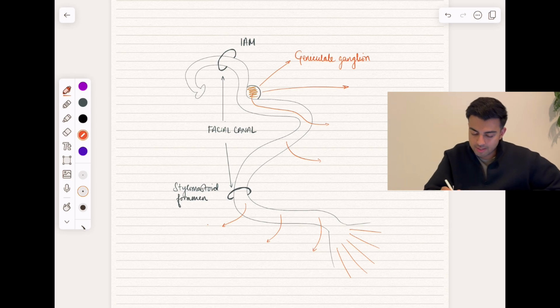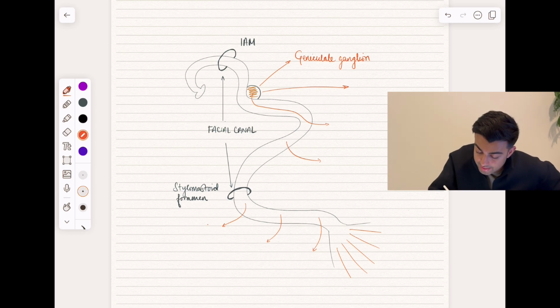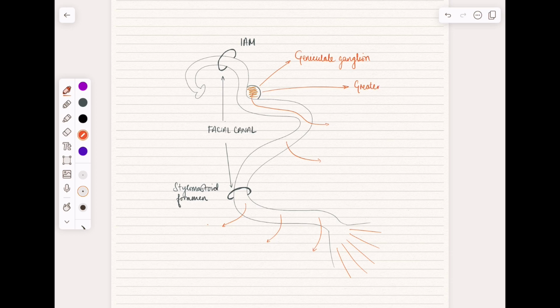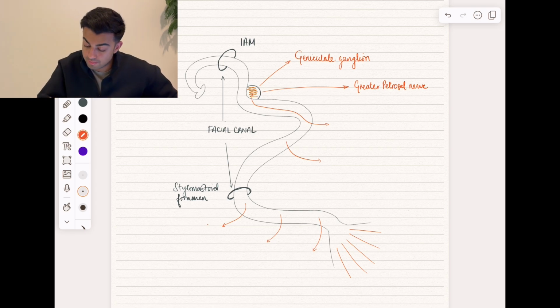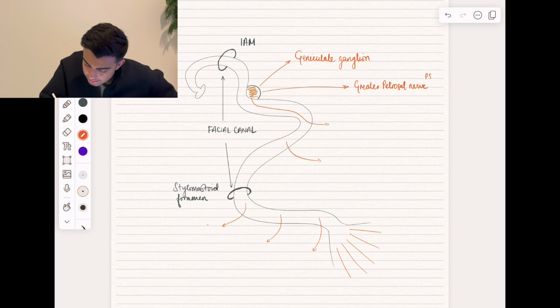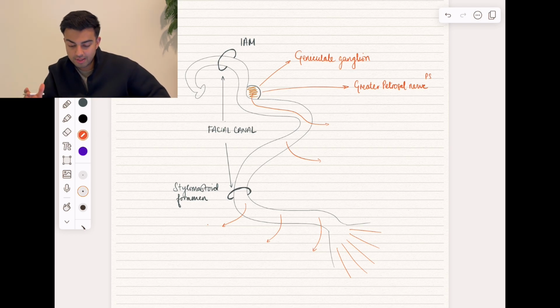So the first nerve that gives off from the geniculate ganglion is the greater petrosal nerve. This nerve is quite important because it carries parasympathetic fibers to the lacrimal glands. It travels along with the second division of the trigeminal nerve, which is called the maxillary division, to the lacrimal glands to give parasympathetic stimulation. So I'm just going to write PS here in small, so you know it carries parasympathetic fibers. And this is done through the pterygopalatine ganglion, which is something you need to know of.